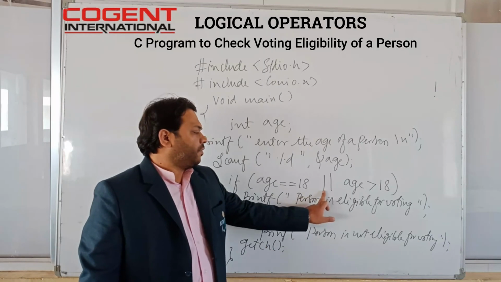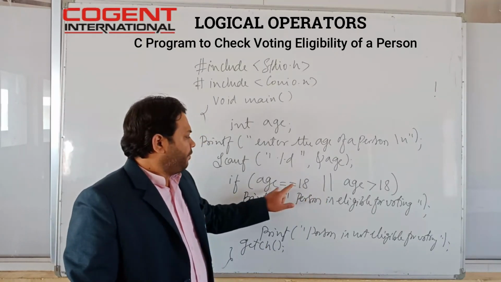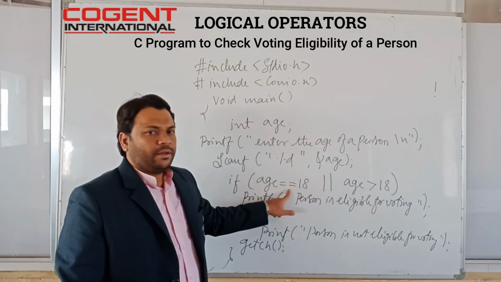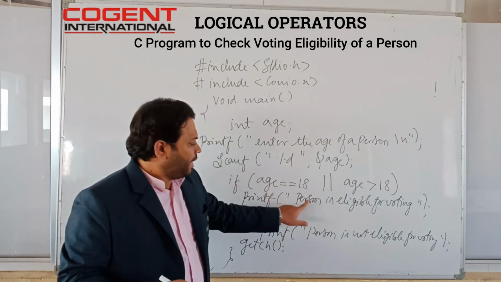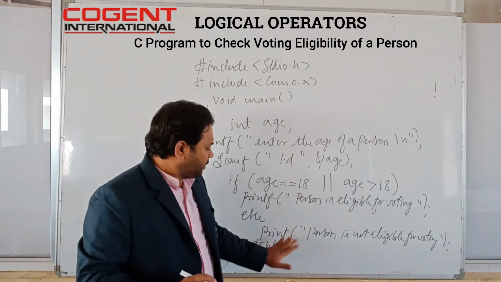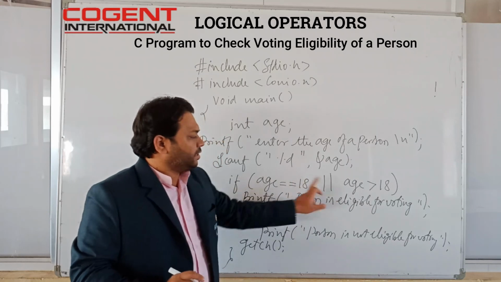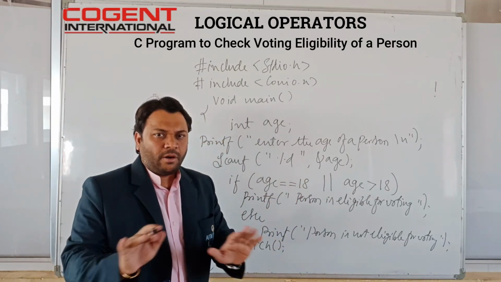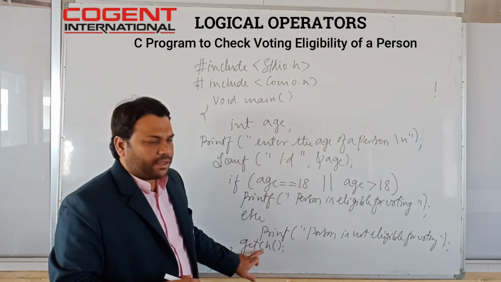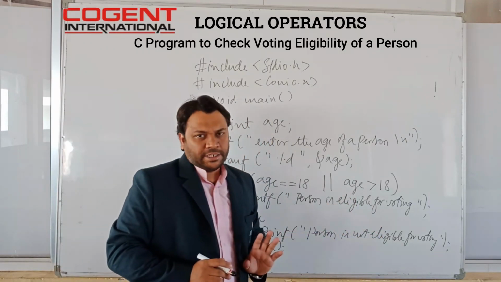So this is the usage of the logical OR operation. If any one of these conditions satisfies, if any one of these conditions becomes true, then it will print person is eligible for voting. Or else if both conditions are false, they are not true, then it will execute the else part, that is person is not eligible here.